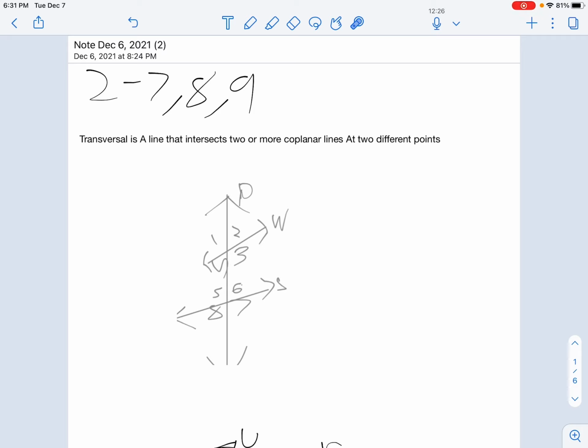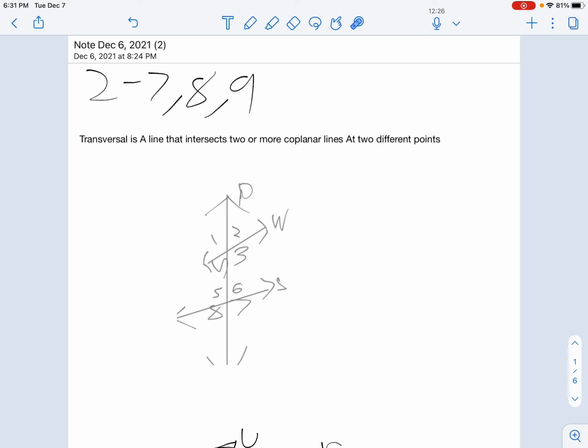Now, line P forms 8 different angles from W and S, and all these angles have different names. These are the 8 angles right here: 1, 2, 3, 4, 5, 6, 7, 8. So these angles have different names.